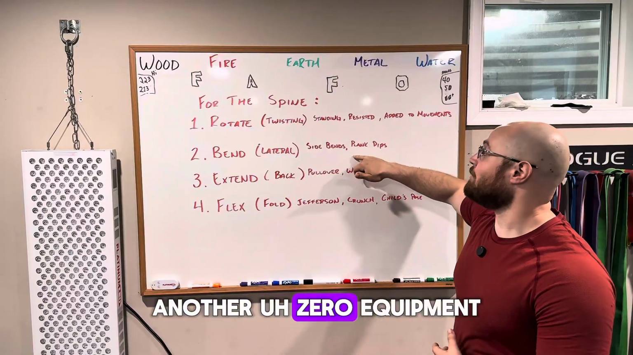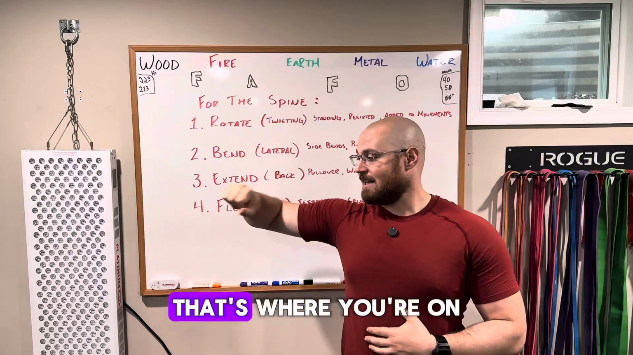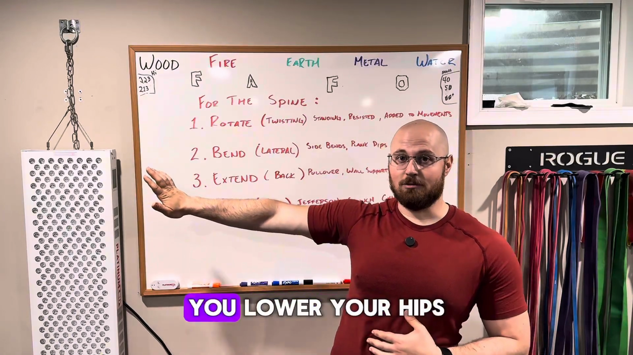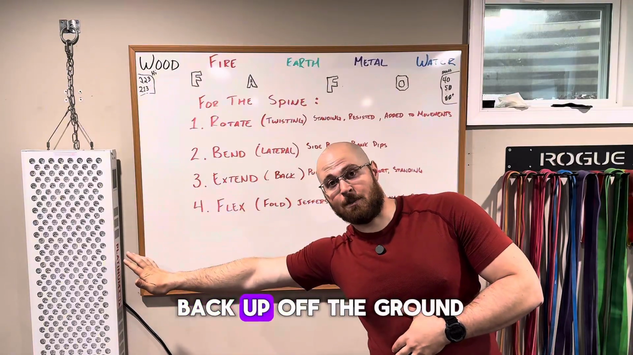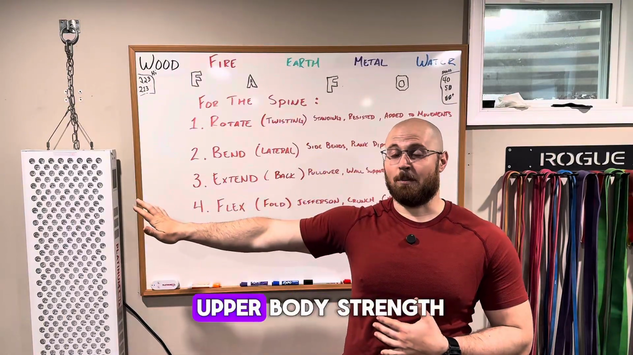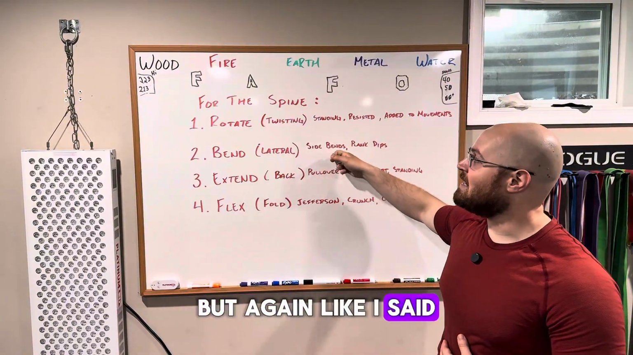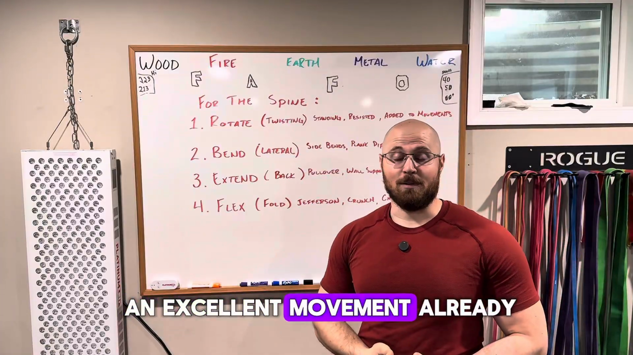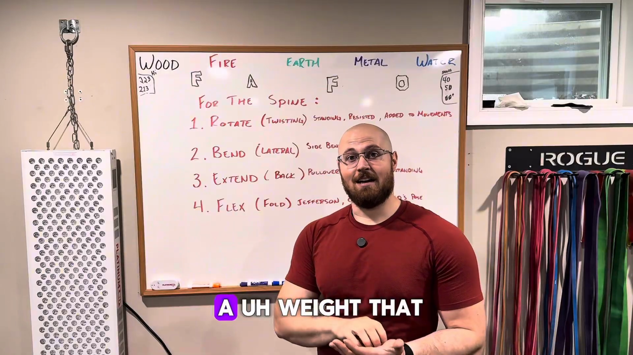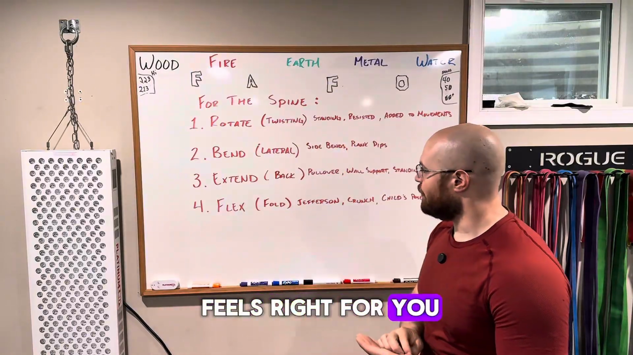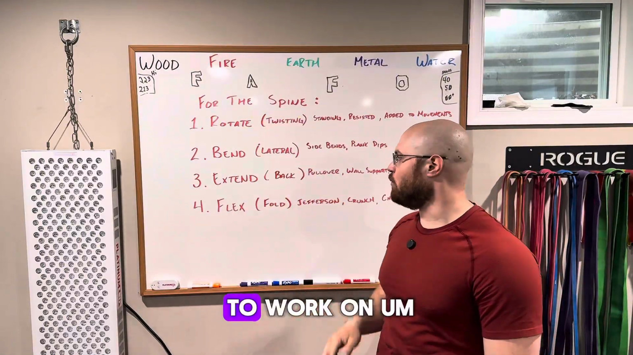Another zero equipment movement that we can do, which is a little bit tougher, is a side plank dip. That's where you're on an elbow or a hand plank. You lower your hips towards the floor and then use your abdominals to squeeze your hips back up off the ground. Now, if you don't have a ton of upper body strength, that can be a little bit of a tougher variation. But again, like I said, side bends are really an excellent movement already. And if you have a variety of dumbbells to work with, I'm sure you'll find a weight that feels right for you.